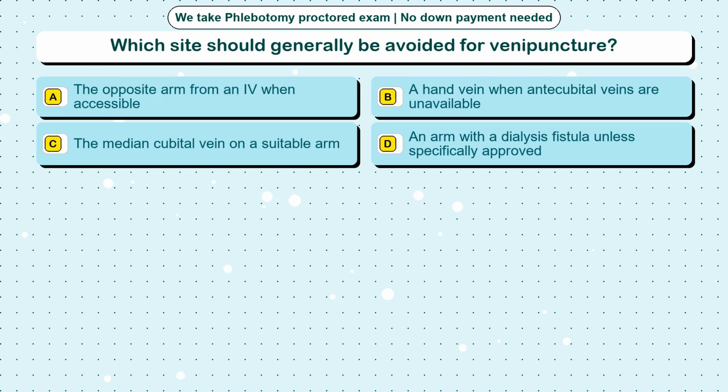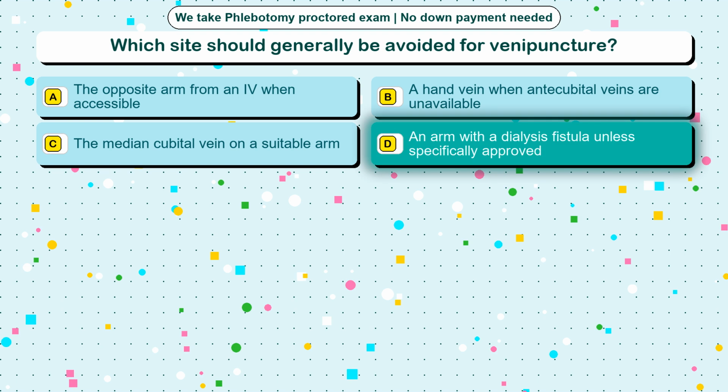Question 30. Which site should generally be avoided for venipuncture? Option A, the opposite arm from an IV when accessible. Option B, a hand vein when antecubital veins are unavailable. Option C, the median cubital vein on a suitable arm. Option D, an arm with a dialysis fistula unless specifically approved. The correct answer is option D, an arm with a dialysis fistula unless specifically approved.